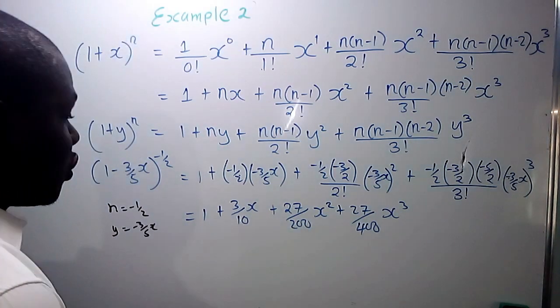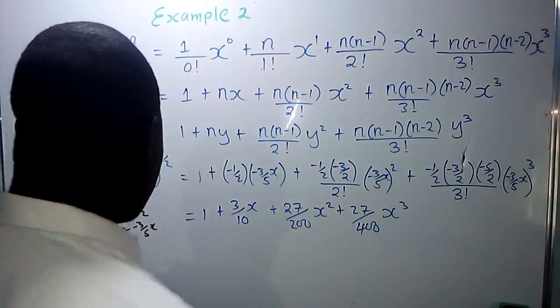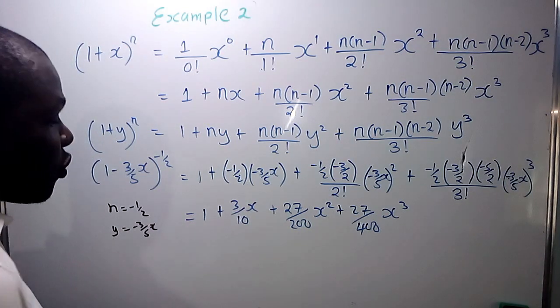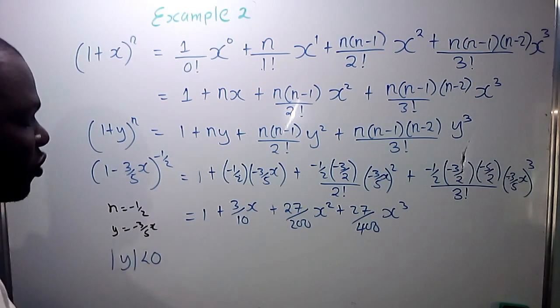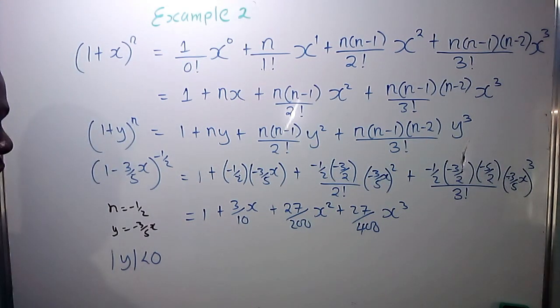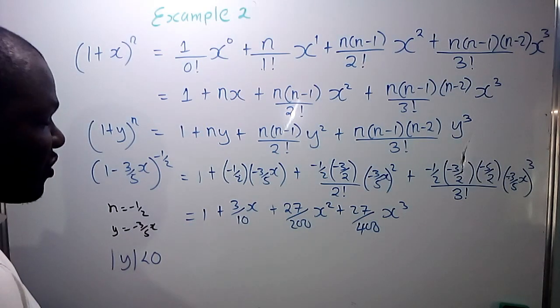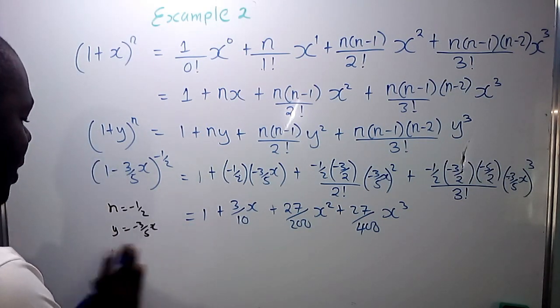Then we were told to state the validity. So to state the validity of a function, the absolute value of that function is supposed to be less than 1. So the absolute value of y should be less than 1. So what is our case here?